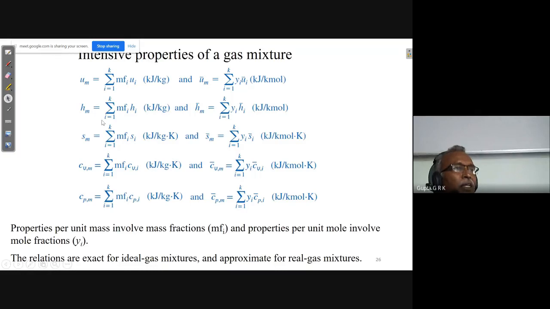So I can get internal energy, enthalpy, entropy, and even CV and CP are related in the same fashion. Properties for unit mass involve mass fractions. Properties for unit mole use mole fractions. The relations are exact for ideal gas mixtures, but approximate for real gas mixtures. As I told, we will discuss the real gas mixtures sometime later.